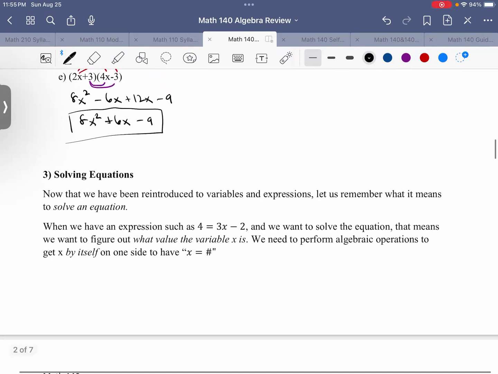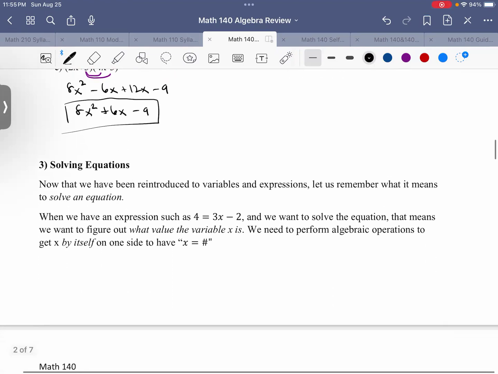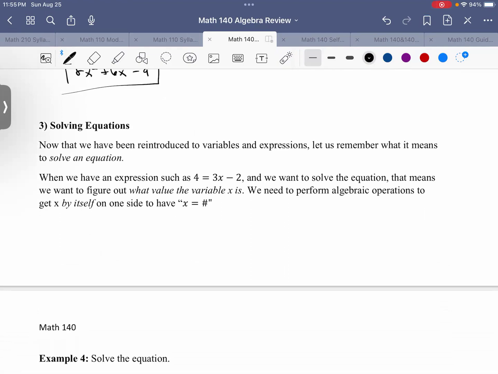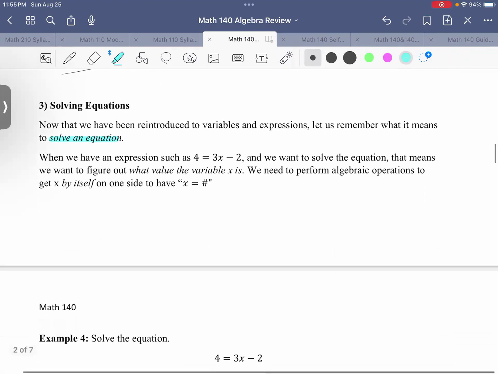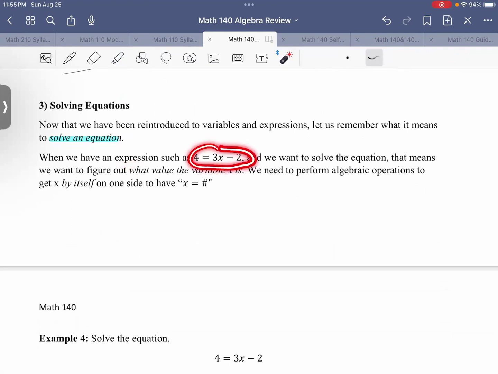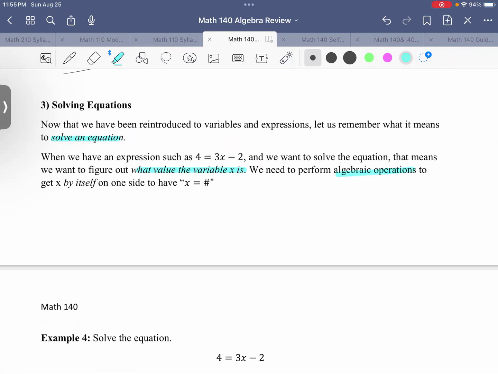Okay, so now let's go into solving equations. We've been introduced to variables and expressions, but now what if we're asked to solve an equation? What does that mean? What if we have an equation like 4 equals 3x minus 2, and we're being asked to solve it? Well, what that means is I want to figure out what value the variable x is. So we have to perform some algebraic operations to get x by itself, and we're going to have x equals some number. That's the goal. Our goal is to get x equals some number.